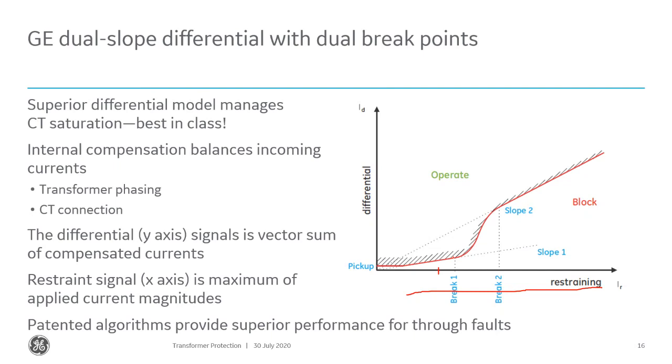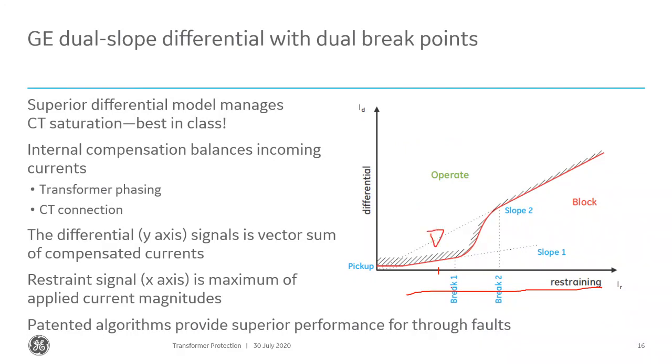And slope 1 is set as a percentage. It is what percentage of differential do we have to have of the restraint to actually operate? So typical transformer settings have a differential setting on the low slope of around 35%. So in our example, if we have a restraint of 1 per unit, then we would need a differential of 0.35 to operate, to be above this line.